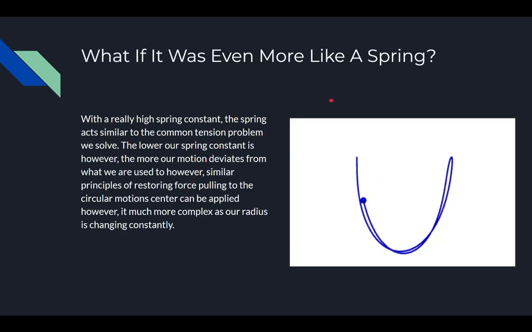And what if it were to be even more like a spring? Because the rope is acting like a spring, it has a really high spring constant, which means our radius is staying constant throughout the entire circular motion. However, if we were to reduce our spring constant, which I did here in this simulation, our radius actually changes as he swings. You can solve it similarly to how we solve these common tension problems in class. However, we have to account for the changing radius because it is constantly changing throughout the swing. And that is all.